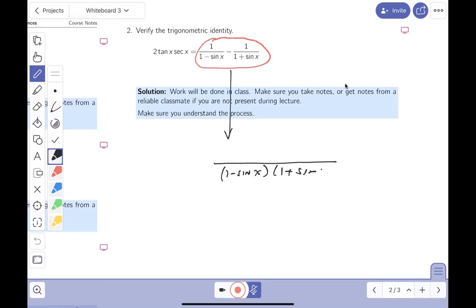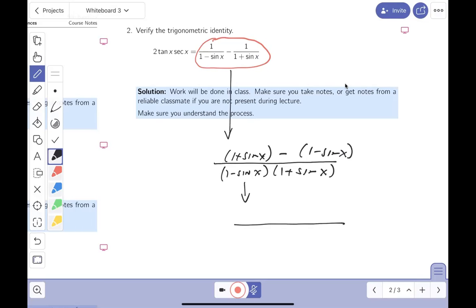Again, you would need to know basic algebra to do this. What's that going to be? Well, it's going to be 1 plus sine x, minus 1 minus sine x. Well, I'm going to keep going forward. And I have to. It doesn't look anything like the other side. Let's keep going forward.